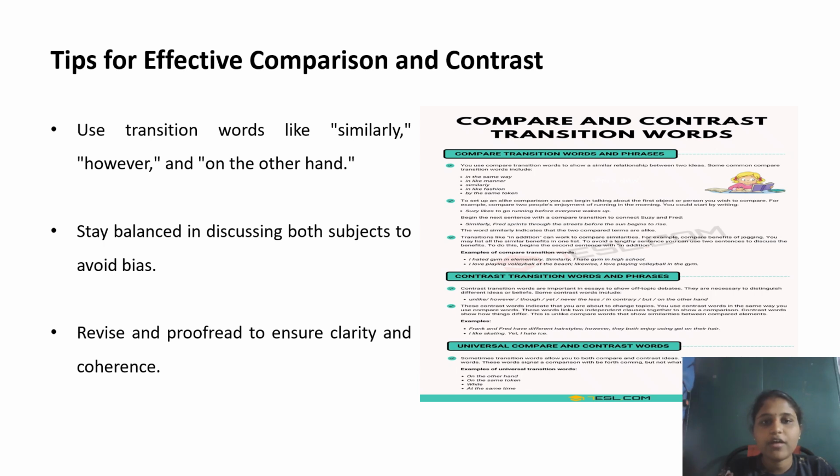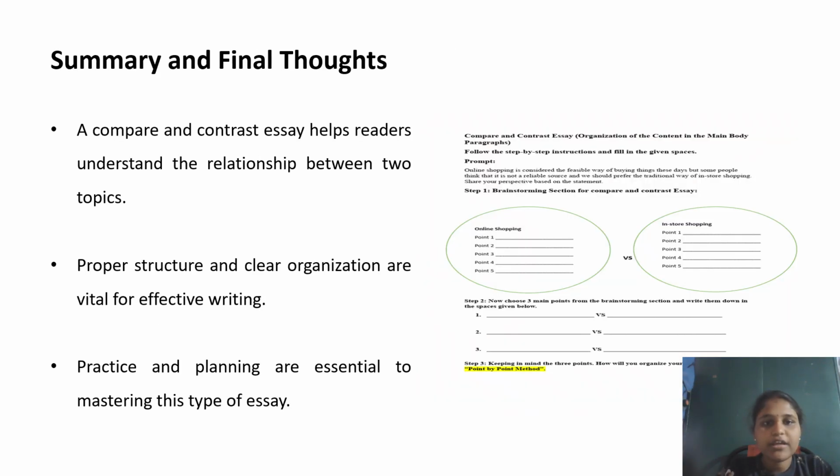These are the tips for effective comparison and contrast. Use transition words like similarly, however, and on the other hand. Stay balanced in discussing both subjects to avoid bias. Revise and proofread to ensure clarity and coherence. Summary and final thoughts. A compare and contrast essay helps readers understand the relationship between two topics. Proper structure and clear organization are vital for effective writing. Practice and planning are essential to mastering this type of essay.